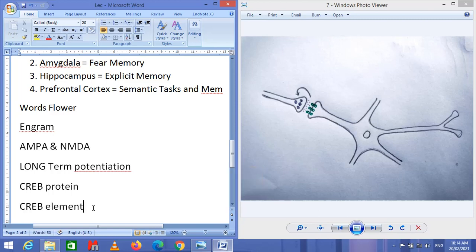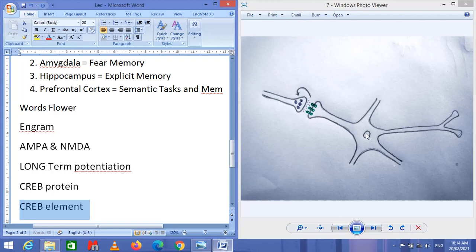This CRE element is actually very important. This CRE element is actually a combination of protein and cAMP. So this CRE element will be transported towards the nucleus. This CRE element will go inside the nucleus, and it will activate the transcription factor. So the transcription factor will activate the DNA for transcription. So the DNA will form what? The DNA will form messenger RNA.